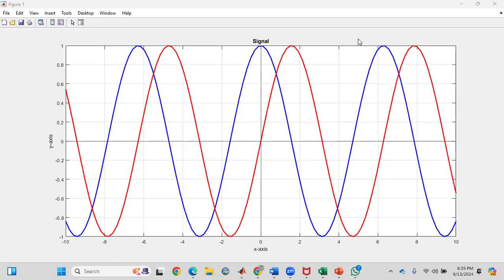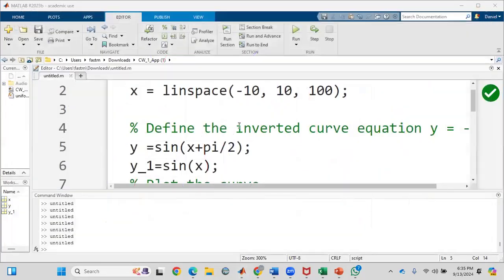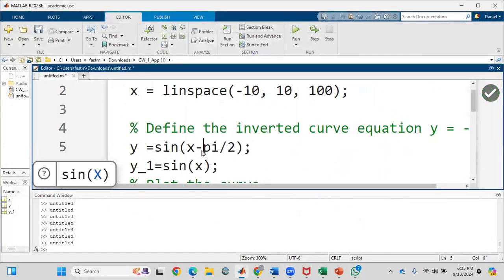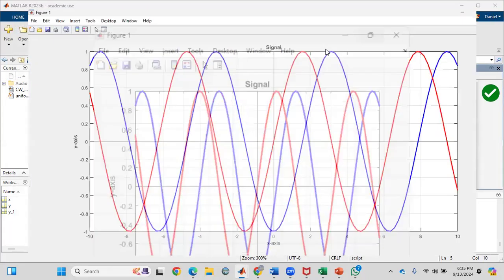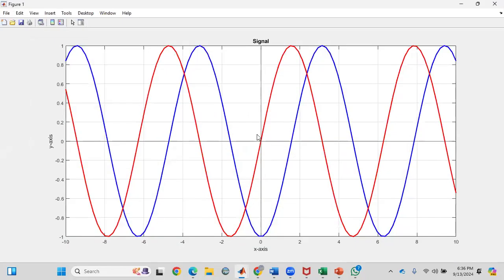Let me see what will happen if you make it negative. Negative means you're shifting to the right, by 90 degrees. Red is your benchmark. You notice the entire waveform shifted to the right by 90 degrees. That is minus. Remember: minus is to the right, plus is to the left.